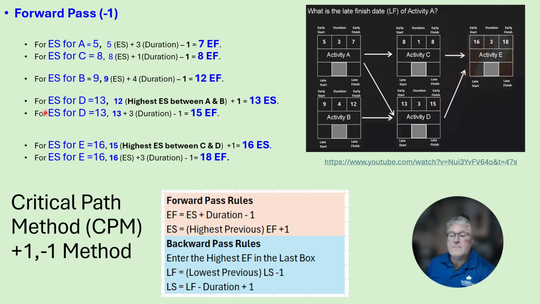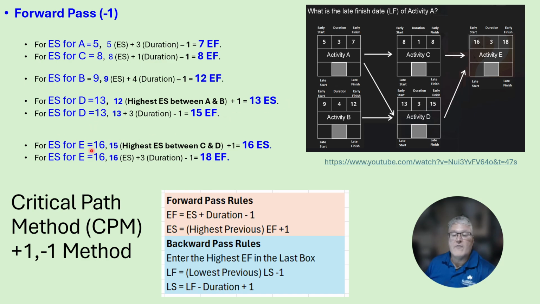Next for D, the early start time is 13 because you take a comparison between activity A and activity B, and we see that 12 is the highest early finish. So we take that value plus 1, and that's how we get our 13 early start time for activity D. Our early start time for D equals 13, and 13 plus 3 duration minus 1 gives us an early finish of 15.